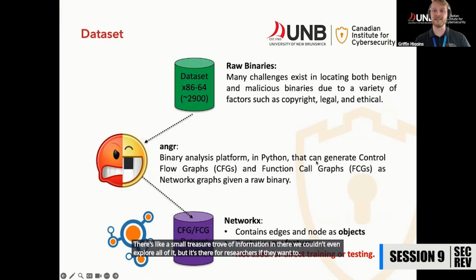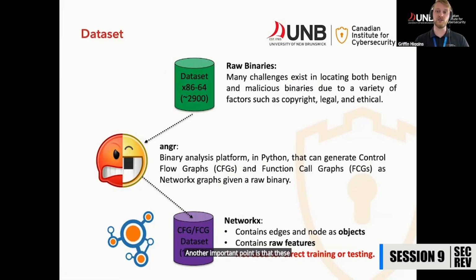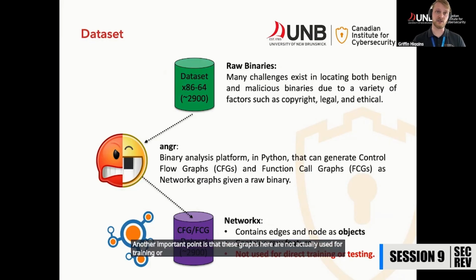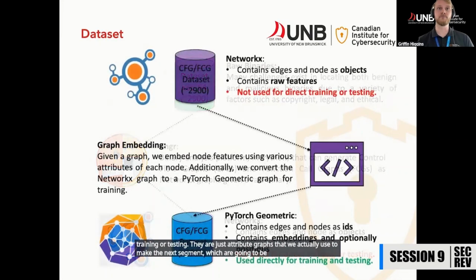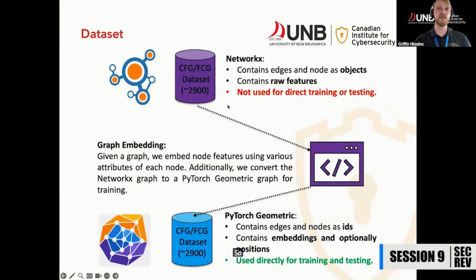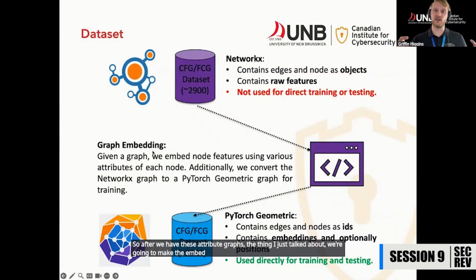Another important point is that these graphs here are not actually used for training or testing. They are just attribute graphs that we actually use to make the next segment, which are going to be called the embedding graphs. So after we have these attribute graphs, the thing I just talked about, we're going to make the embedding graphs, and we're going to take all of these nodes and the node features.